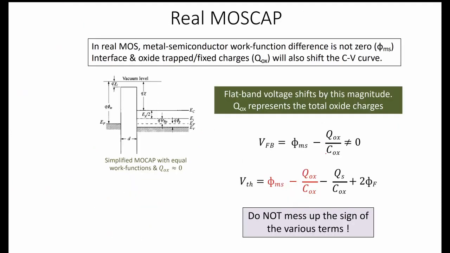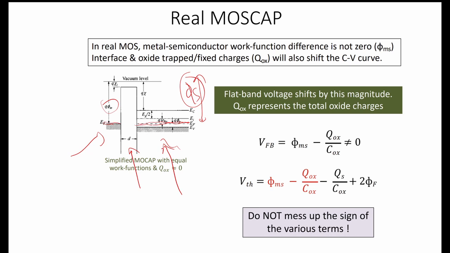Okay, this is the part that's left now. In a real MOSCAP, there are certain other things. If there is a gap between the metal work function and the semiconductor work function, what will happen is, initially when we join the metal, oxide and semiconductor, they will try to align at equilibrium.